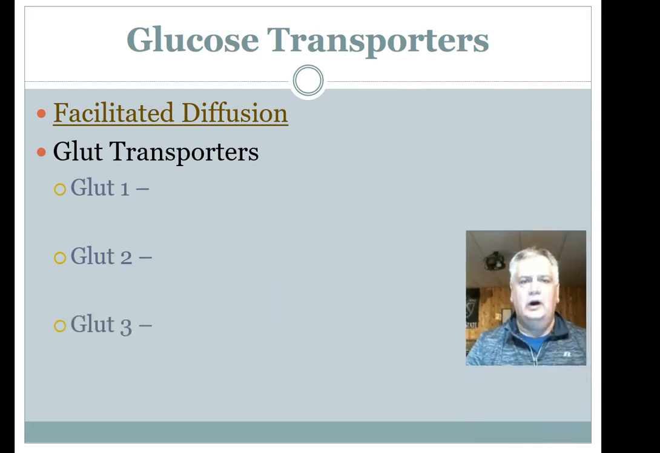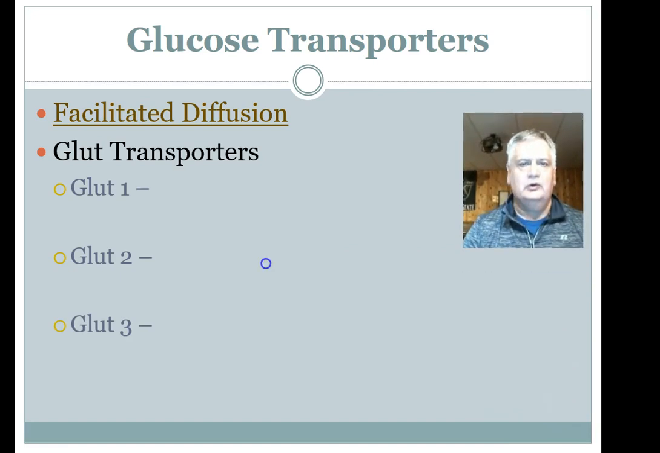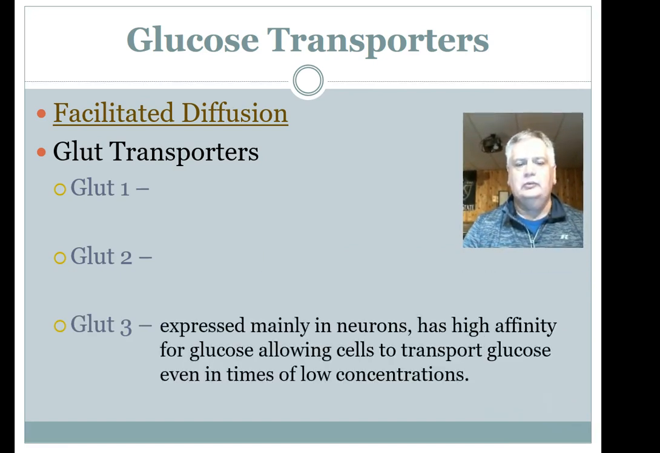A third glucose transporter, called GLUT3, is one that's expressed mainly in neurons. It has a high affinity for glucose, which allows cells to transport glucose even at times of low concentrations. So even at times when glucose levels are low in the blood, these GLUT3 transporters will allow neurons to transport glucose in so that the nerve cells and the brain cells particularly can continue to be active and give them the energy that they need.